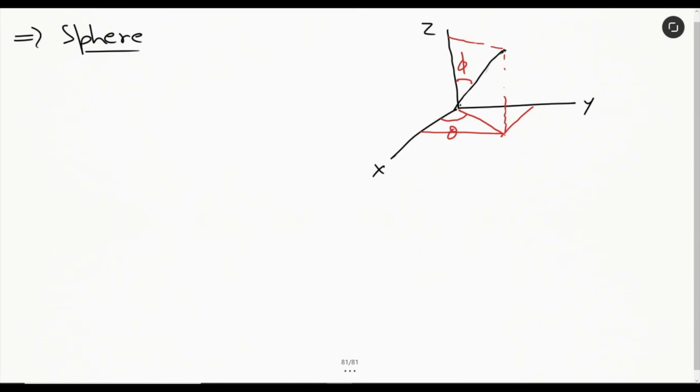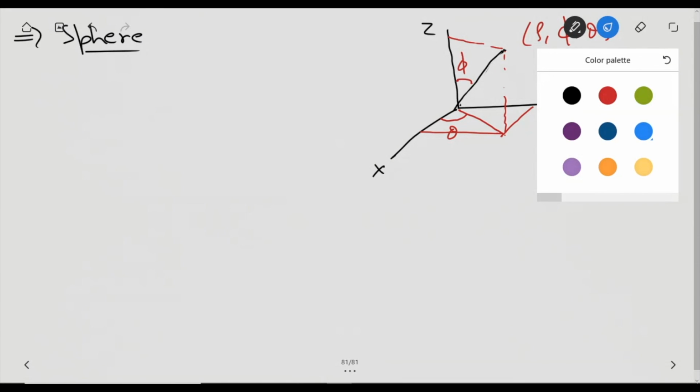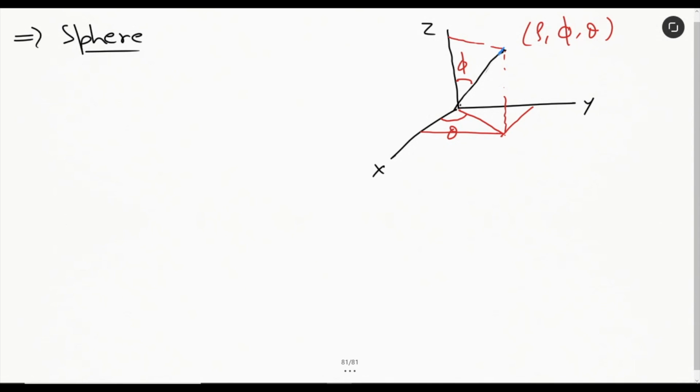So the parameters for this case are going to be rho, which is the radius, phi, the angle with the z axis, and theta, which is the projection angle with the x axis. Right, x, y, z is clear. Now you can see what the components will be. If this is at rho, z is going to be rho times cos phi, because this is the projection, so you will get the cos factor, and this, I'm writing it here, is rho sine phi.